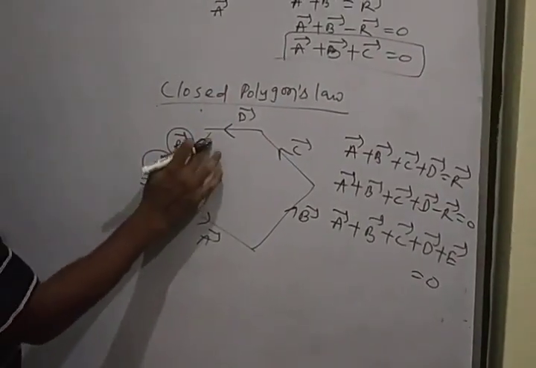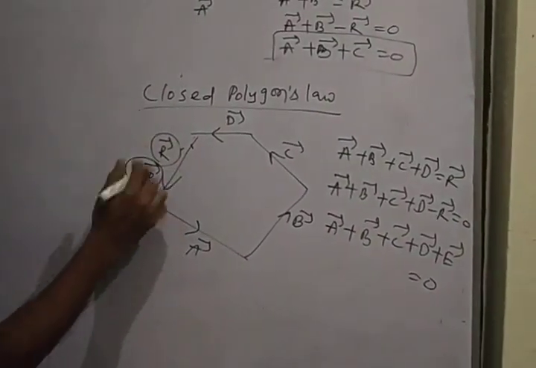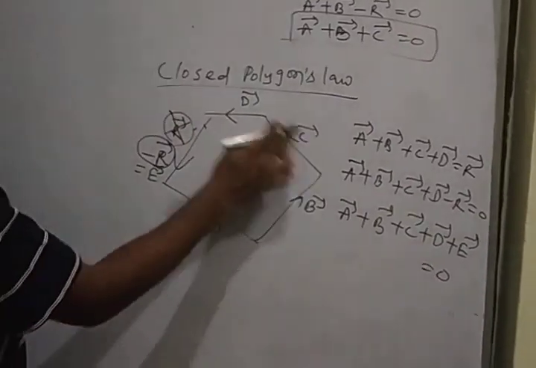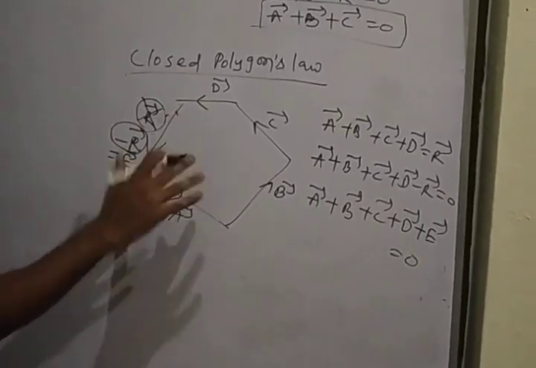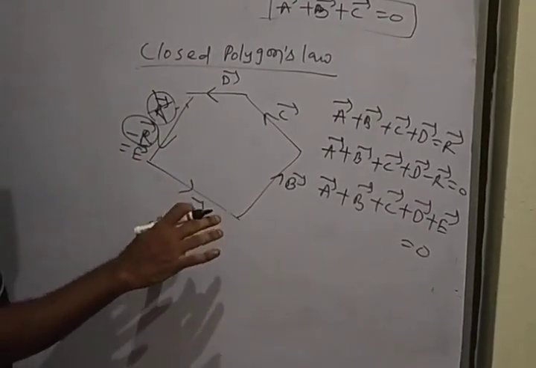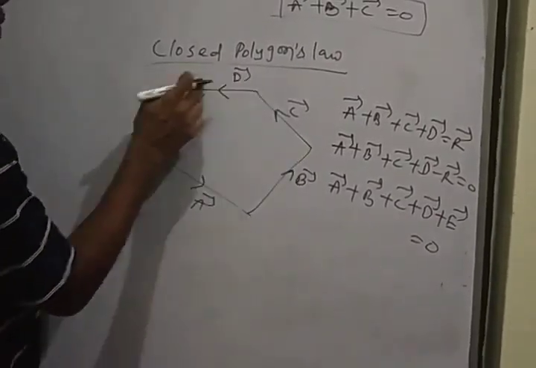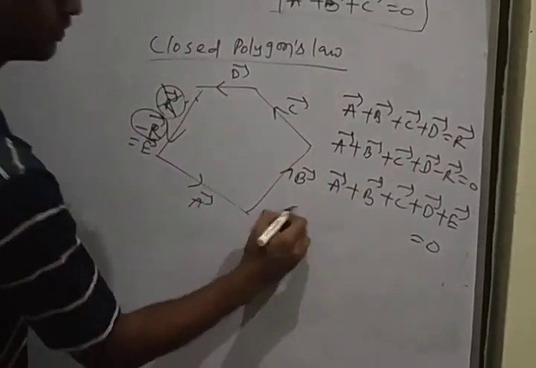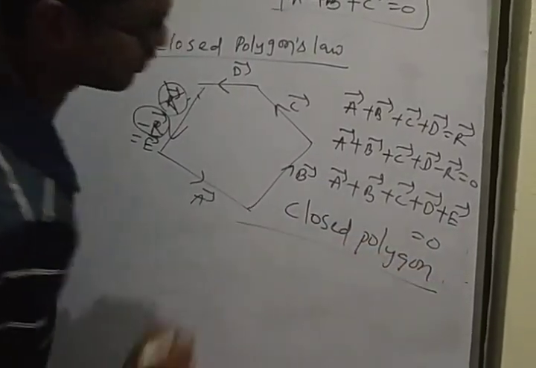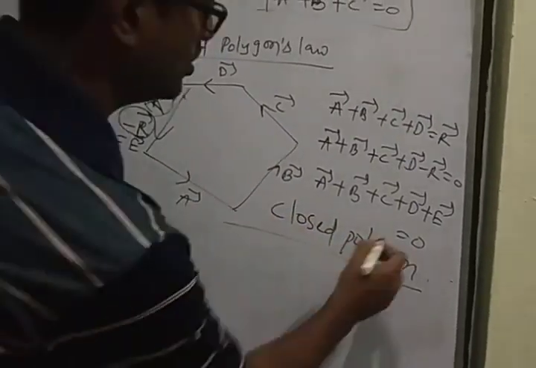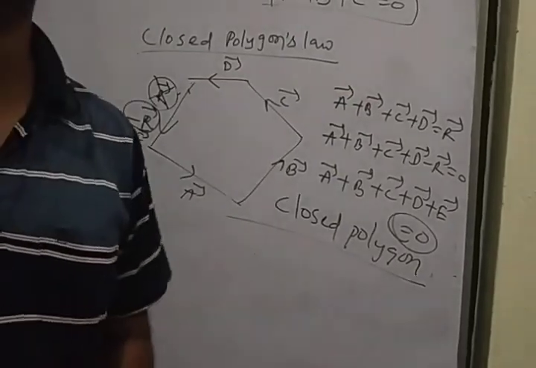So now my diagram will be like this: A, B, C, D and R. Sorry, minus R. A vector, B vector, C vector, D vector and minus R vector, which is E vector. All are in the same order. So the statement comes like this: if a number of vectors acting on a particle are represented by all the sides of a closed polygon, all taken in the same order, then their resultant will be 0. It means the body is in equilibrium. Thank you.